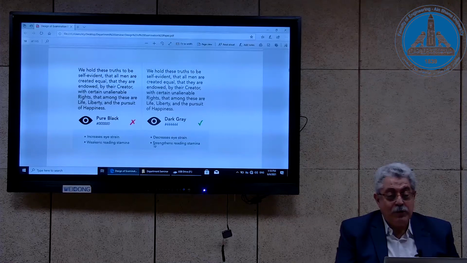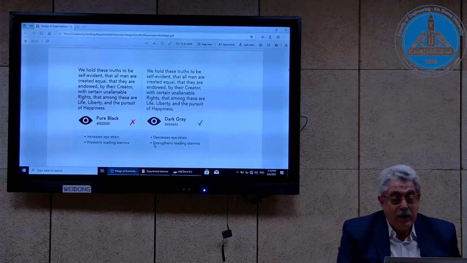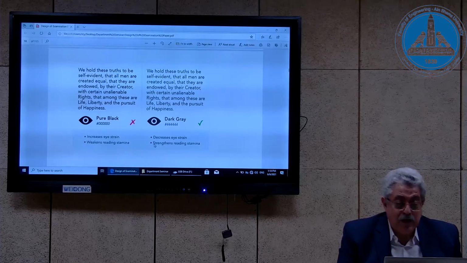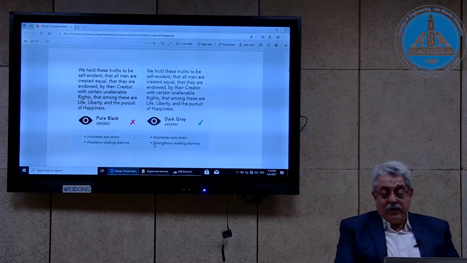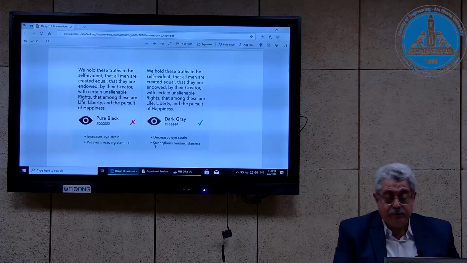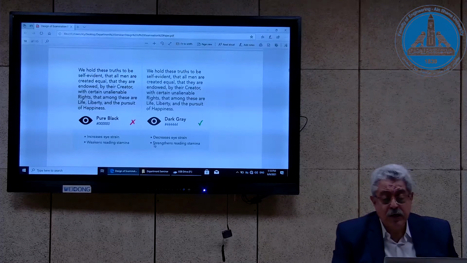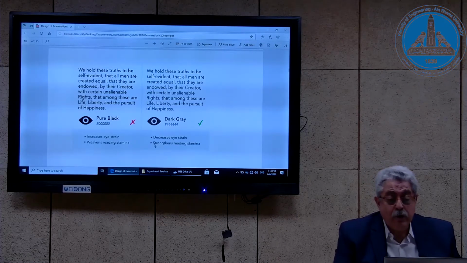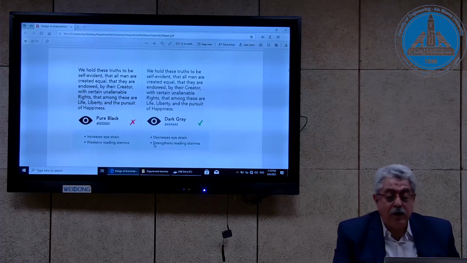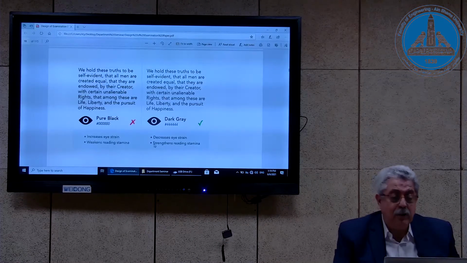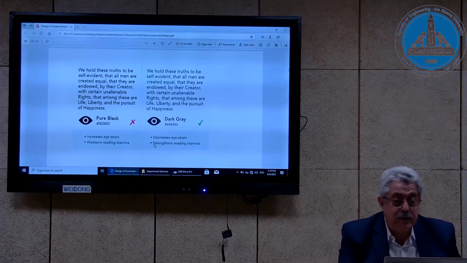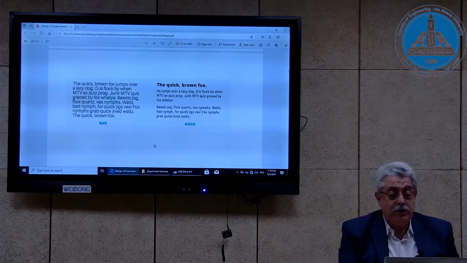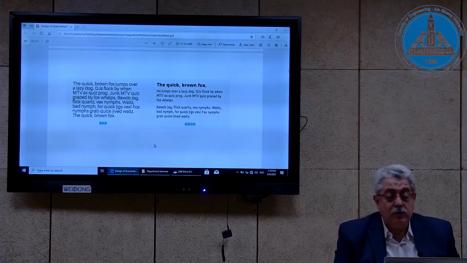Here is also an interesting example. We hold this truth to be self-evident. Why does the text to the left increase eye strain and weaken reading stamina, while the text to the right decreases eye strain and strengthens reading stamina? Why? Because dark gray on a white background is better than pure black. All these examples can be used for examination papers. The text to the left is bad and the text to the right is good.